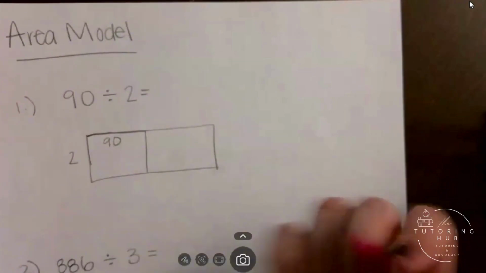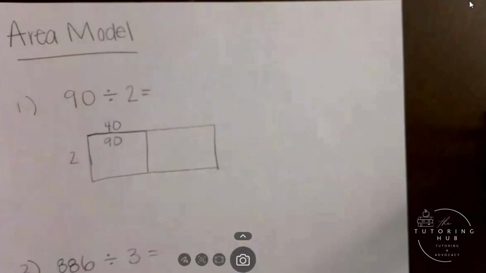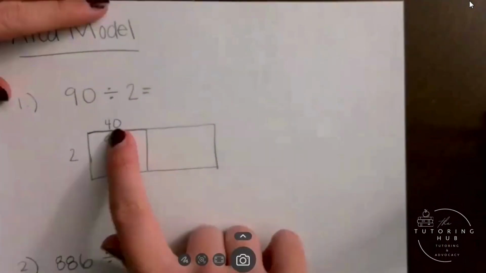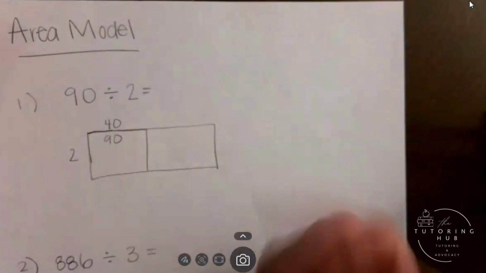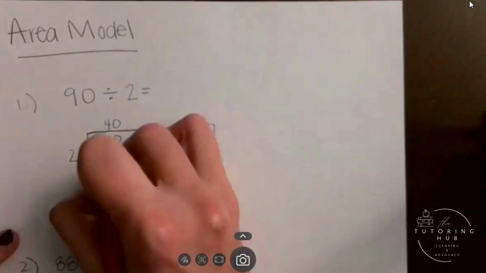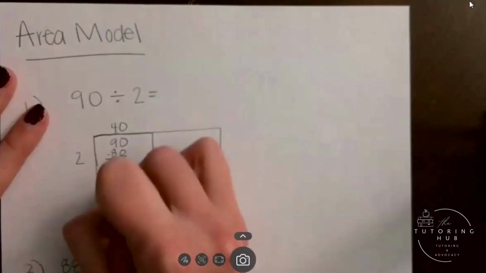So if I know 40, I can just write 40. But if having the 0 with the 9 stumps me, I can hide it from myself and think about 9. And I know that 2 times 4 is 8. So I can put my 4 and then add a 0. And we know that that's 80. So now we're going to subtract 90 minus 80, and I'm left with 10.